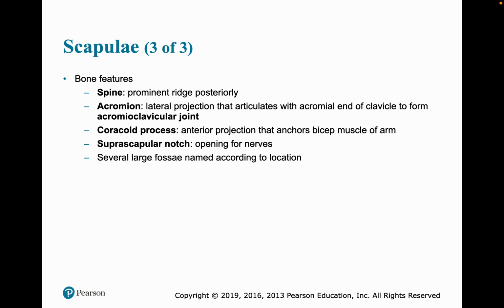They feature a spine, which is a prominent ridge in the back; an acromion, which is the lateral projection that articulates with the acromial end of the clavicle, forming the acromioclavicular joint. There is also the coracoid process, which is the anterior projection that anchors the biceps muscle of the arm; the suprascapular notch, which is an opening for nerves; and several large fossae that are named according to their location.